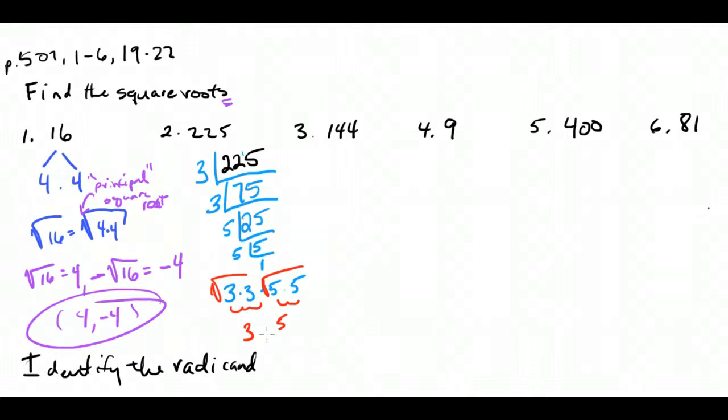So the square roots of 225 are 3 times 5, or 15, and remember, we need both the principal square root and the negative square root for our answer.